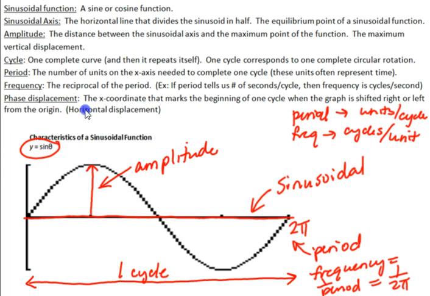The phase displacement is the x-coordinate that marks the beginning of one cycle. Right now the beginning of the cycle is at 0. So we say the phase displacement is just 0 here, or the starting point is just 0. But if this whole graph was shifted to the left or to the right, then the phase displacement would move. So we'll look at an example where the phase displacement is moved in just a moment.